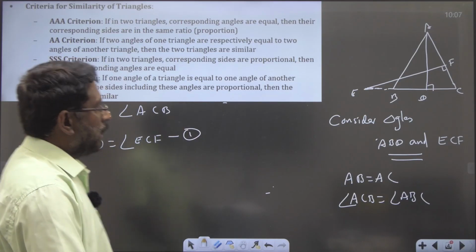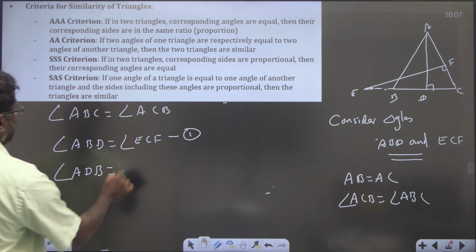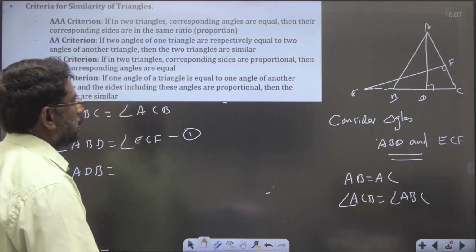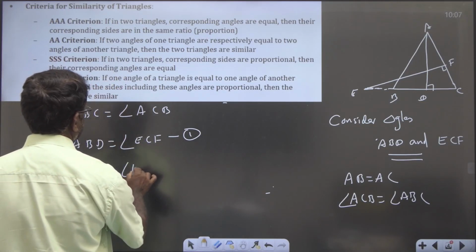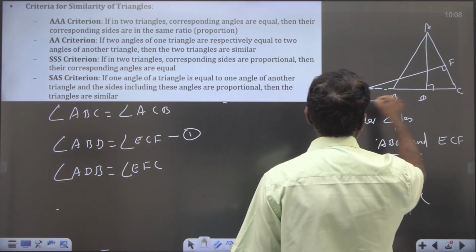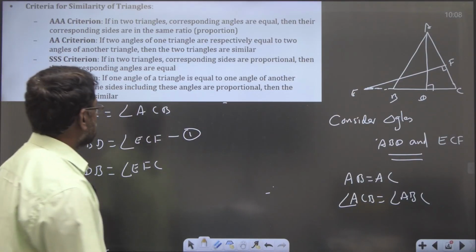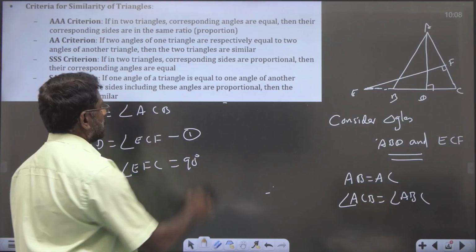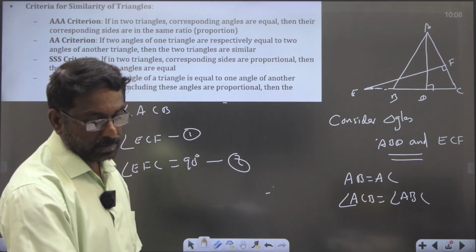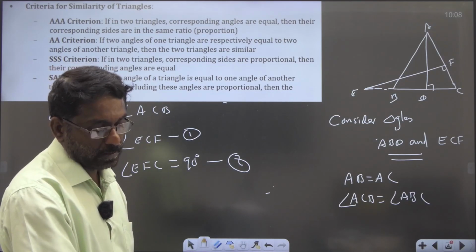Then also angle ADB is equal to angle EFC. Both are 90 degrees. That is given in the question. Take it as equation 2. Each is equal to 90 degrees.